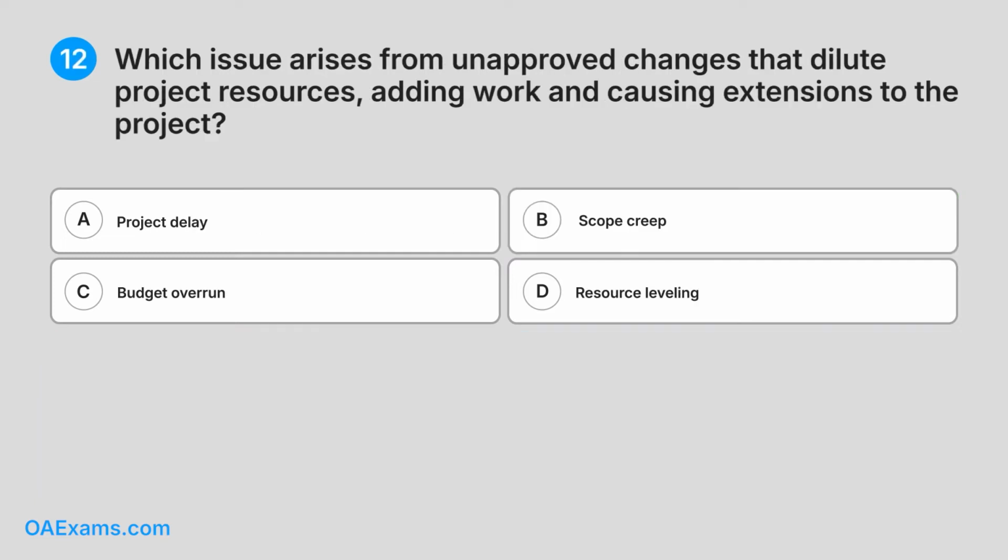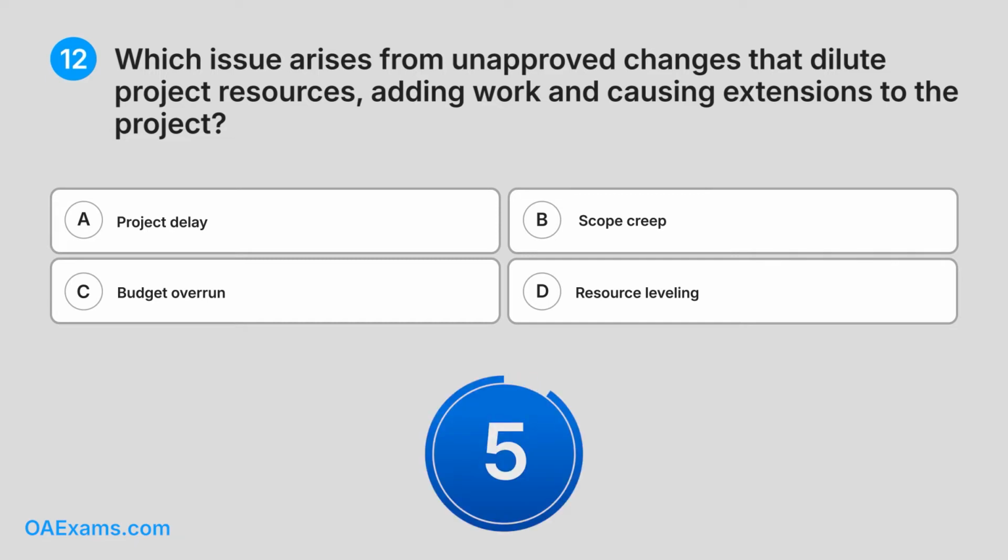12. Which issue arises from unapproved changes that dilute project resources, adding work and causing extensions to the project? A. Project delay. B. Scope creep. C. Budget overrun. D. Resource leveling. Can you guess the answer?